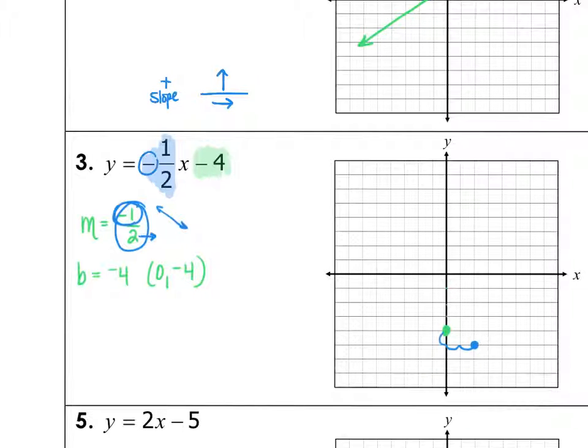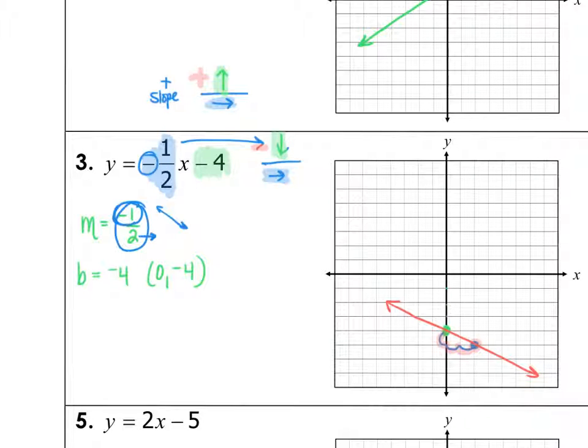But if it's a negative slope, you're going to go down and to the right. So notice how we're always going to go to the right, but what's going to change is the up or the down for positive or negative. So if we go down 1 and 2 to the right and then drop our next point, I should be able to graph my line.